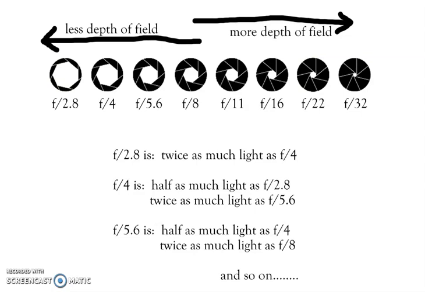As we move to the left, we have less depth of field. The larger the aperture, the less depth of field, and the more of the scene will be out of focus. And as we move to the right, we have a smaller aperture, more of the scene will be in focus, a larger depth of field.